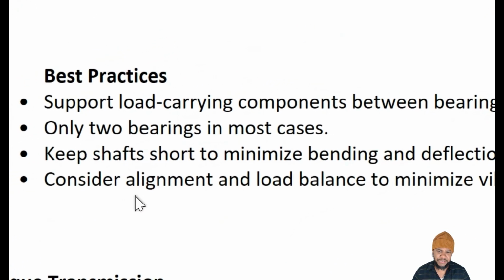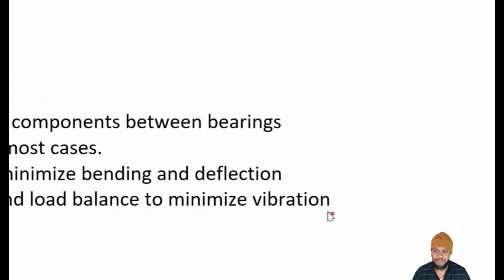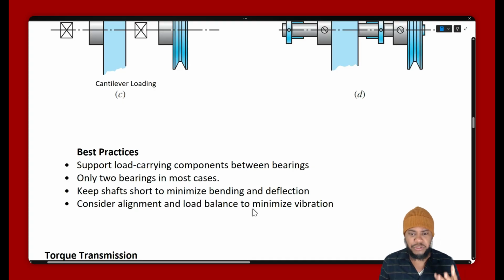And then consider the alignment and load balance within your structure to minimize vibrations. The better that the support loads are distributed more equally, the better outcomes in terms of the minimization of vibrations and friction at one location over another of support in your shaft.